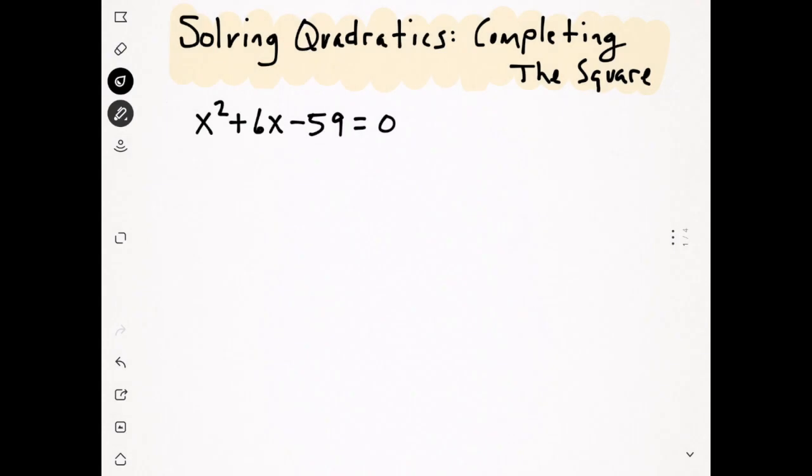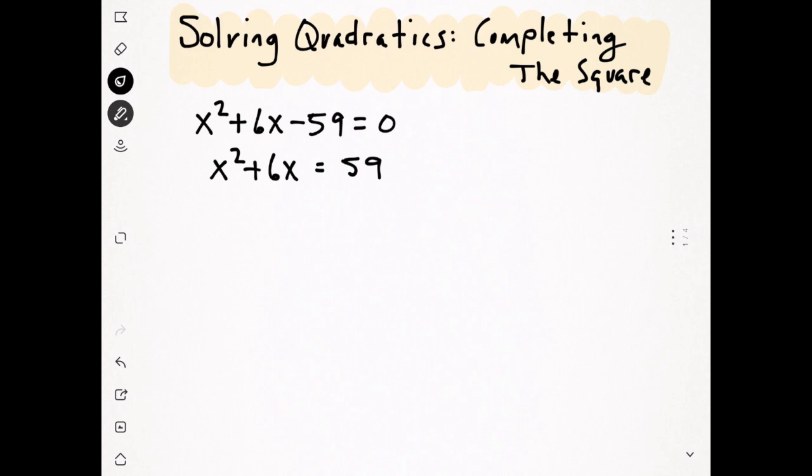Let's do one more example of completing the square. Because the first two problems both ended up with integers as their solutions, and that's not always going to be the case. So in this case, we have x squared plus 6x minus 59 equals 0. So if we isolate the x terms, we have x squared plus 6x equals 59.